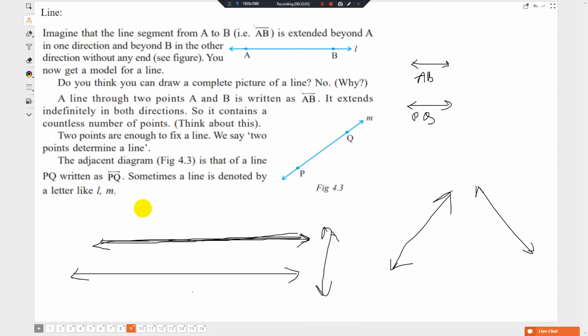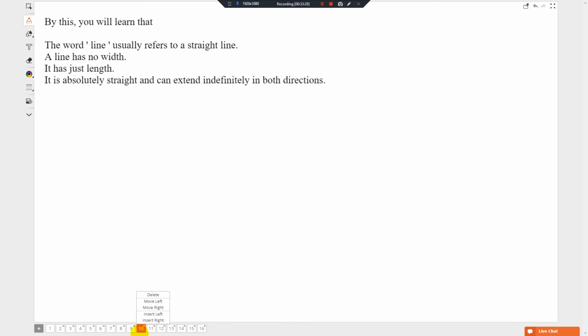Sometimes a line is denoted by a letter like L and M. We can denote a line by L or M, N, O, or A, B, C, D, E, F, G till Z, but it should be a single letter only. So by this you will learn that the word line usually refers to a straight line.